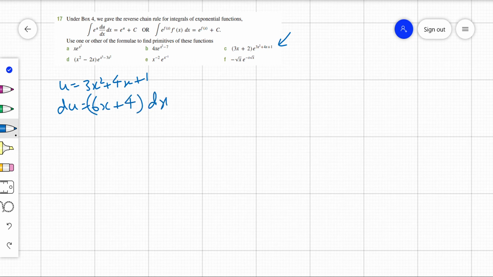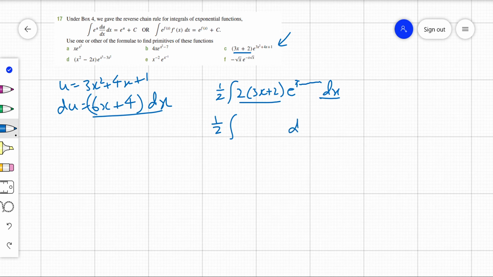dx. So you have a look, and I haven't got 6x plus 4, but of course if I double that, I've got 6x plus 4. If I'm doubling it, I have to balance it by a half. So if I'm doubling it, which is what I'm doing to get that 6x plus 4, I have to times it by a half out the front, and then I've still got e to the 3, all that stuff, dx. So if I change that now to u's, I've got the 6x plus 4 dx. So 6x plus 4 dx gives me du. And then the other part is e to the u.